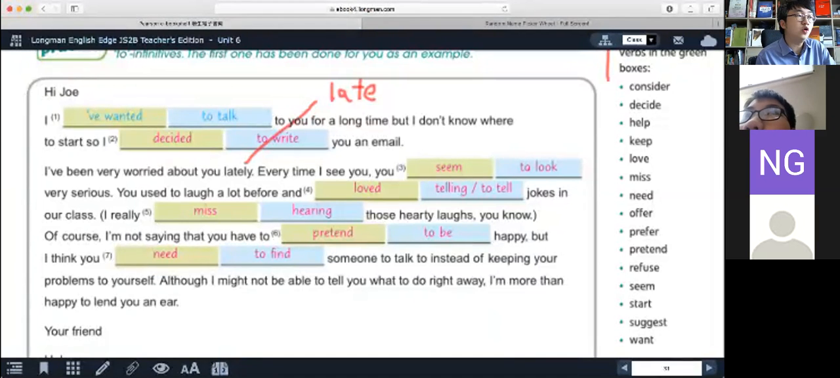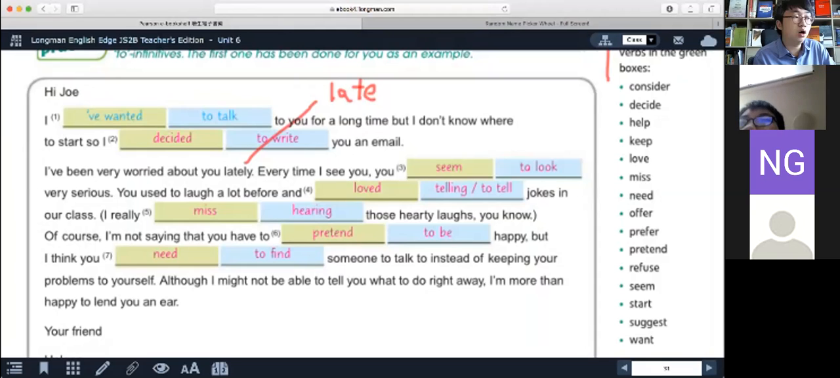So here, of course, I'm not saying that you have to pretend to be happy, but I think you need to find someone to talk to instead of keeping your problems to yourself. Although I might not be able to tell you what to do right away, I'm more than happy to lend you an ear. All right.